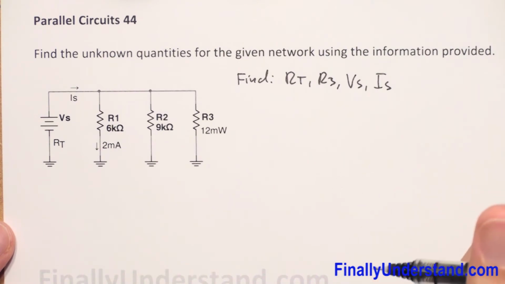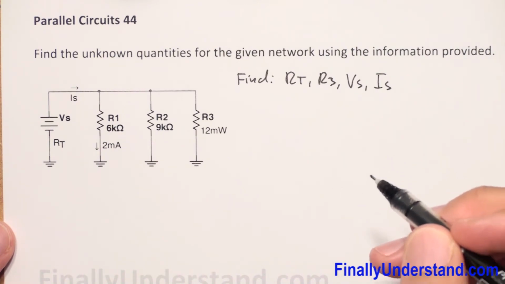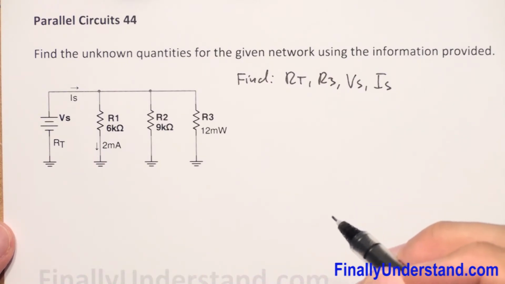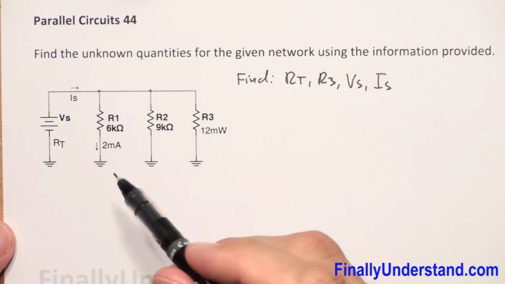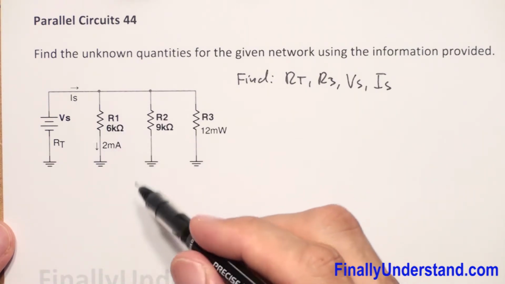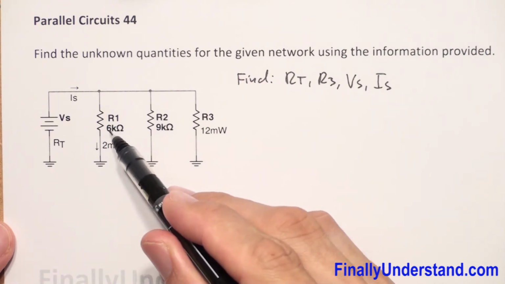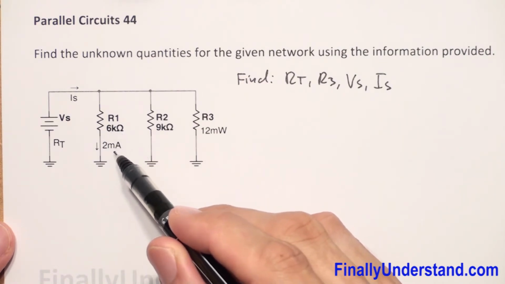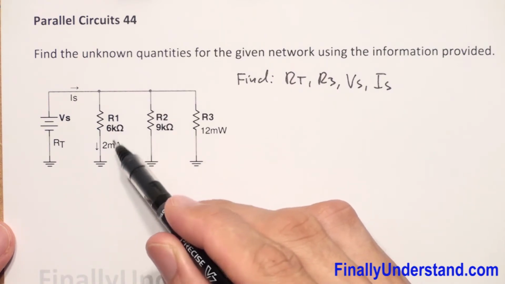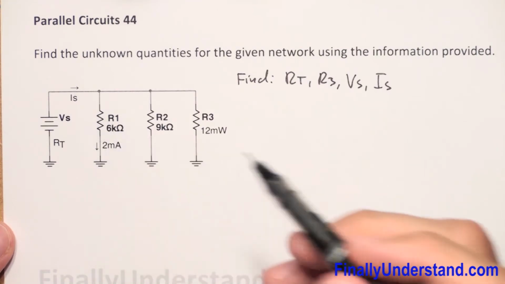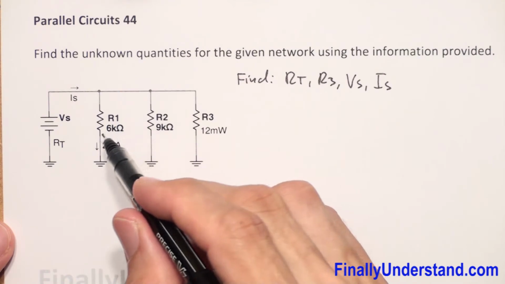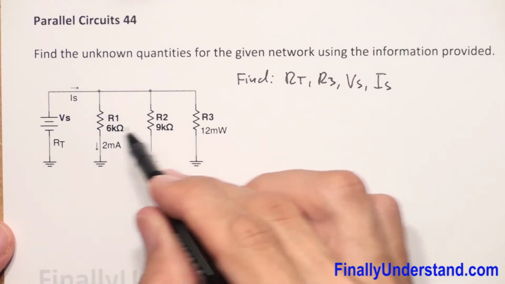So, first of all, always look for the component which has two pieces of information. Okay, so R1 is the resistor which has two pieces of information, because R1 has the resistance and current given. So having the resistance and current, I can find the voltage across this resistor. Keep in mind that this is a parallel circuit. In a parallel circuit, the voltages are the same.